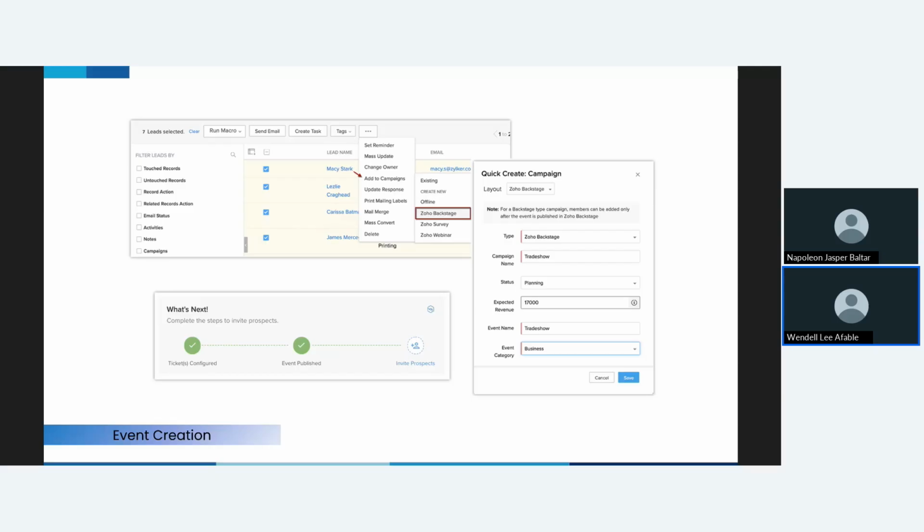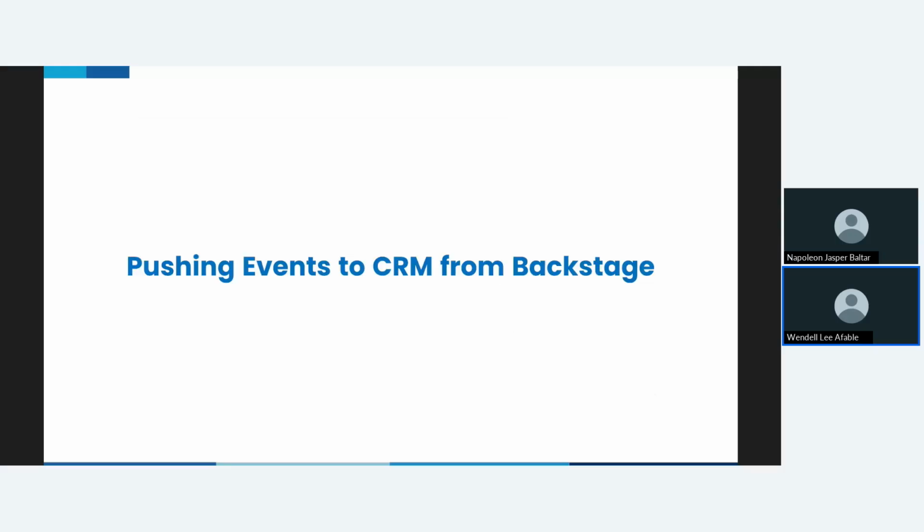But what if you already have events sitting in Zoho Backstage you created before setting up this integration? No problem at all. You can easily push those existing events into Zoho CRM, where they will automatically be captured as campaigns. This triggers that continuous two-way sync, ensuring attendee updates and event changes mirror perfectly across both platforms. And yes, you can turn this synchronization on and off whenever you need to.